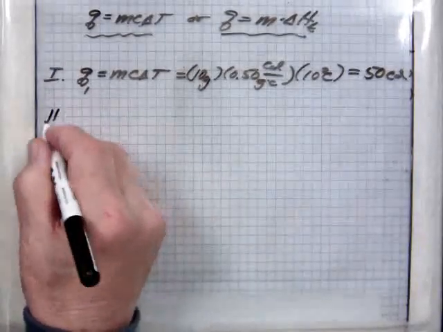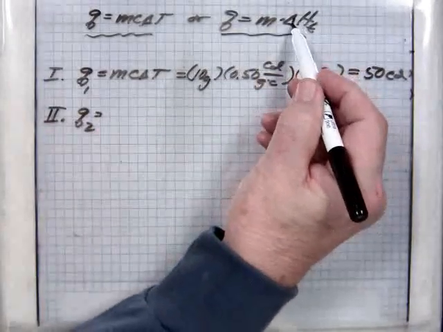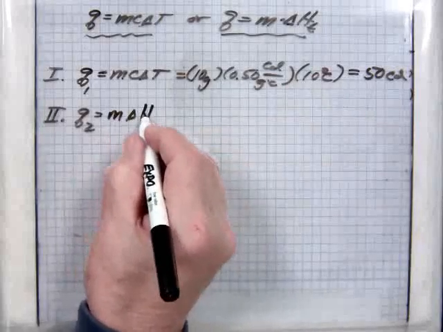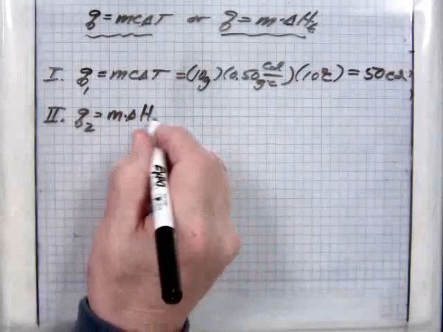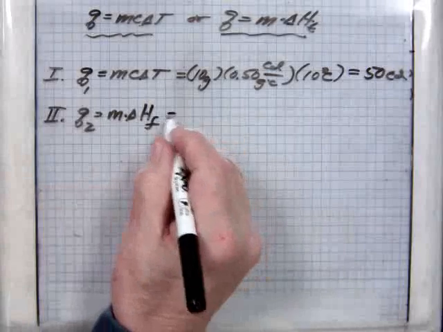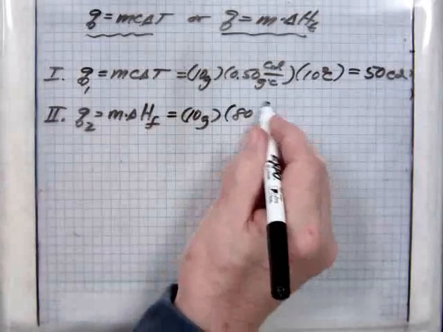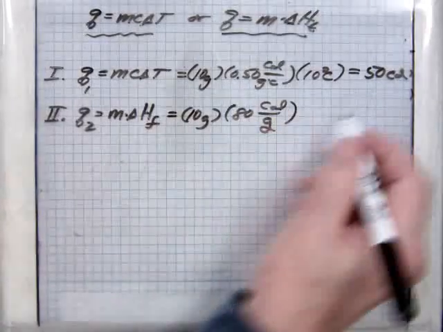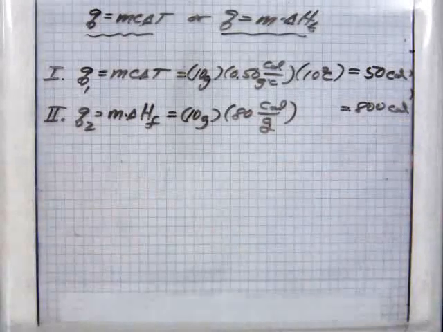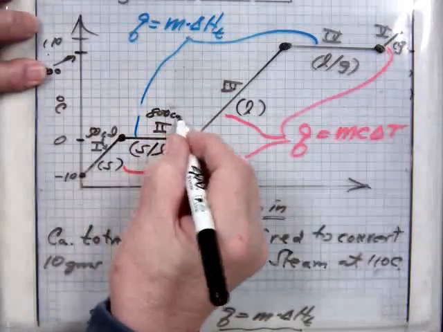Okay, now we need to get the second region in this problem. That's a flat line on the curve, Q2, and so we have no temperature change in the melting process, so we'll use M delta H of transition. Well, the transition constant for this is delta HF, called heat of fusion. That's your melting constant. And so we have 10 grams, and you'll be given 80 calories per gram. And so that is 800 calories for that second region, the flat line in your curve. So this is 800 calories for that one.